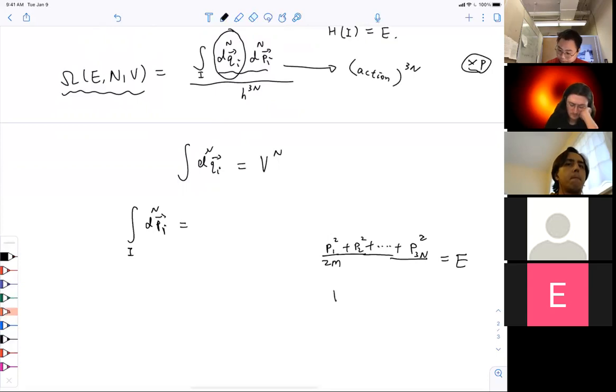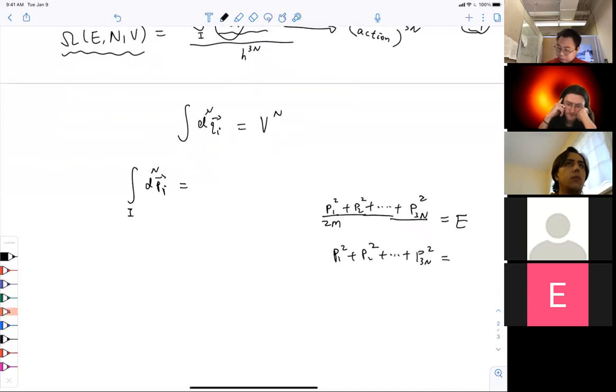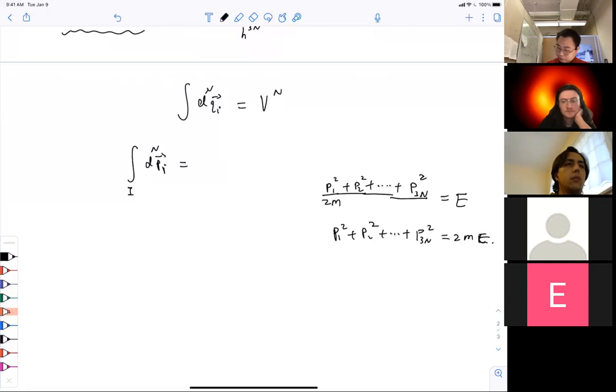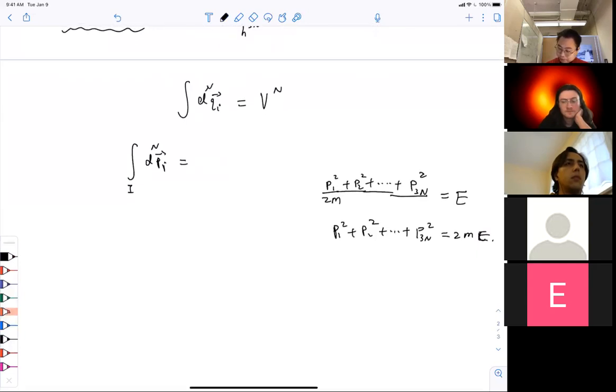Okay, so let's multiply by 2m on both sides. By the way, here I give all the details of this kind of algebra. I think it would be useful. If you think the details are too much, just let me know. I can skip all the details.